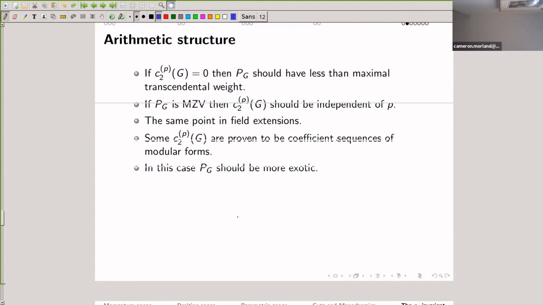And some of the C2 invariants have been proven to be coefficient sequences of modular forms. And in that case, the period should be something more exotic. It should come from some evaluation of an L function of that form. And some of them are even worse. Some of them are unknown. And they should be coming from something even more exotic for the period.